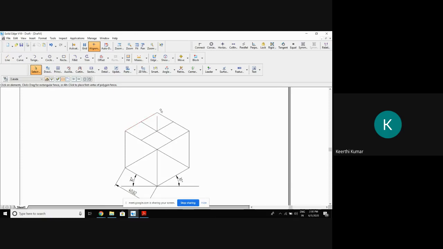So don't think that it should be starting from here, that the sphere is supposed to start from here. No. First, you are supposed to draw this vertical line equal to the radius multiplied by the isometric scale. Then go for the circle. Means take the help of the compass, keeping this end.